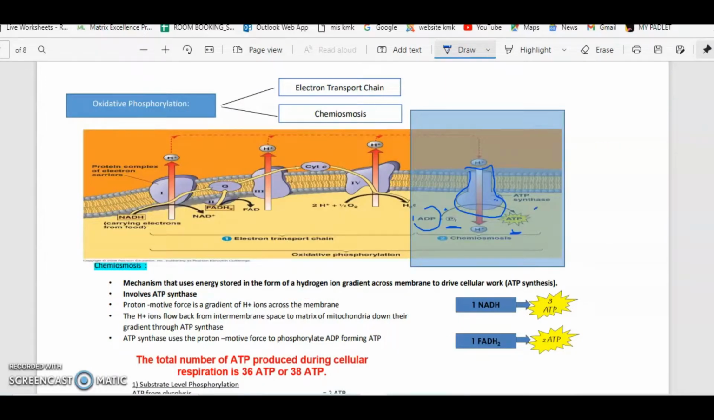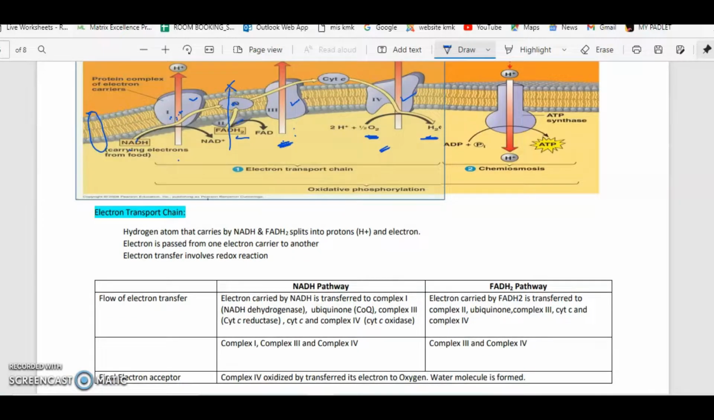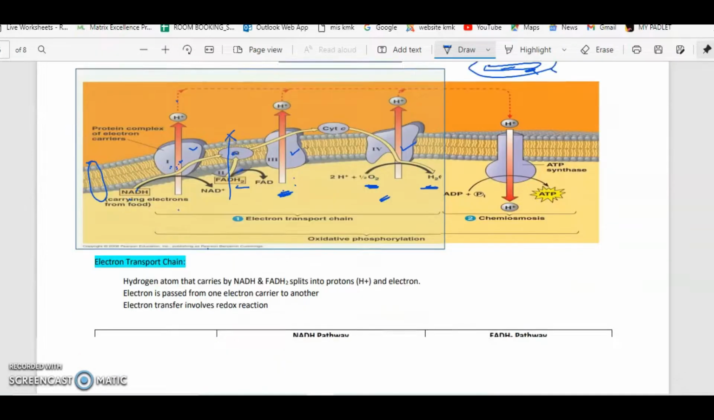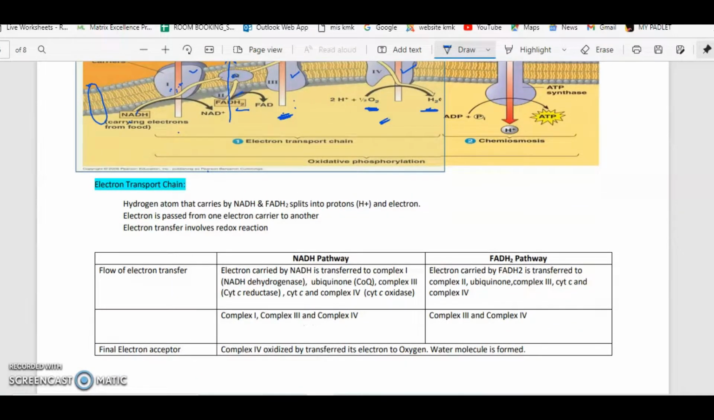Alright guys, let's continue. In my previous video, we discussed the ETC. So basically, the NADH pathway involves complex 1, 3, 4, and all these three complexes pump hydrogen ion from matrix to intermembrane space. For FADH2, the transferring of electron involves complex 2, complex 3, complex 4.